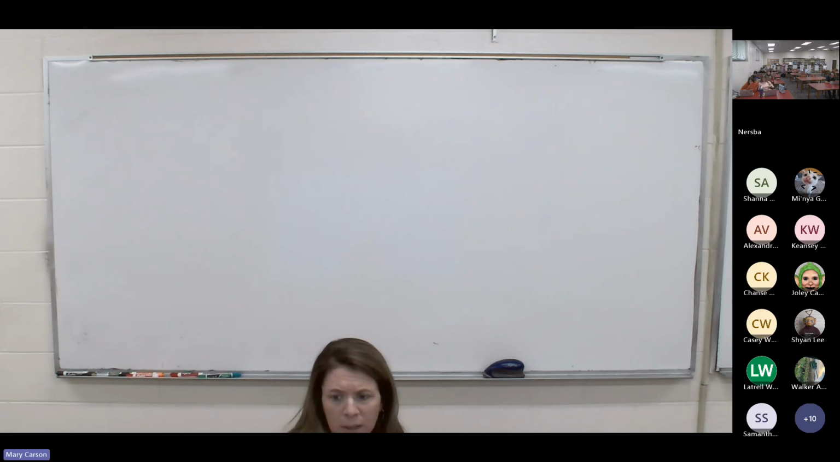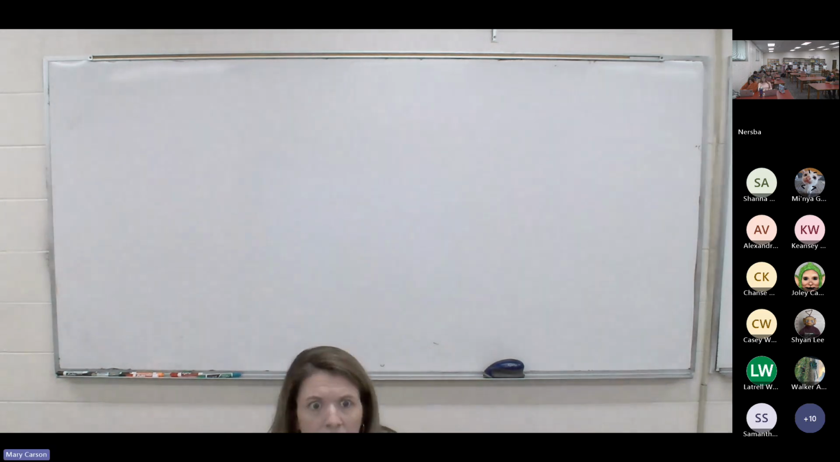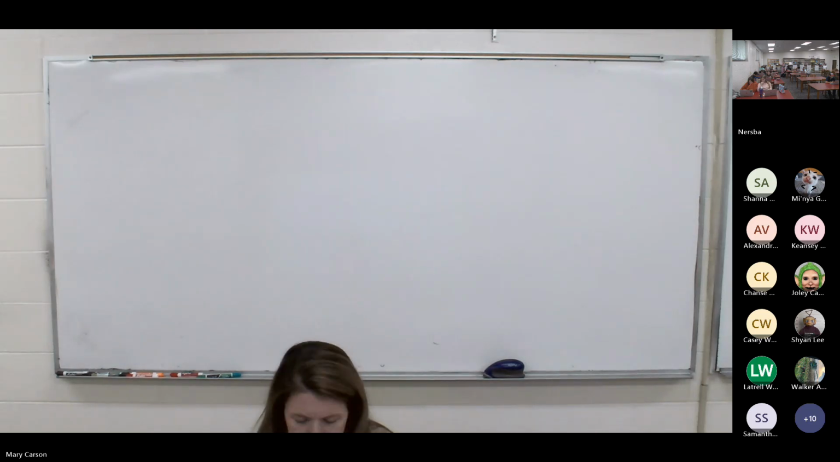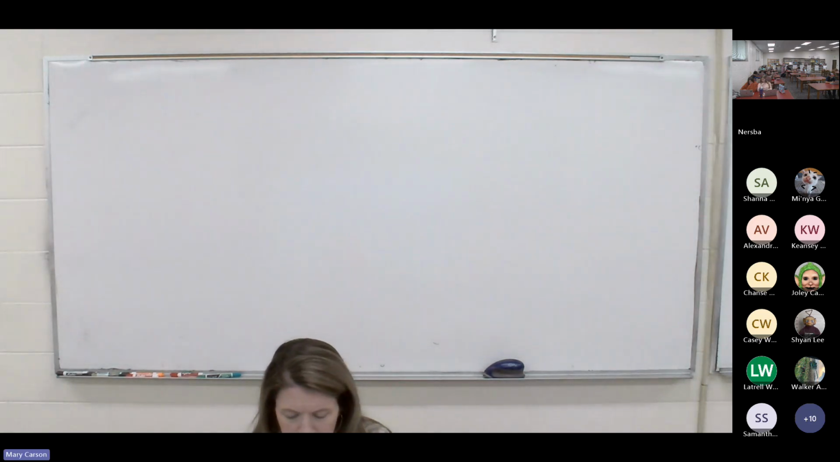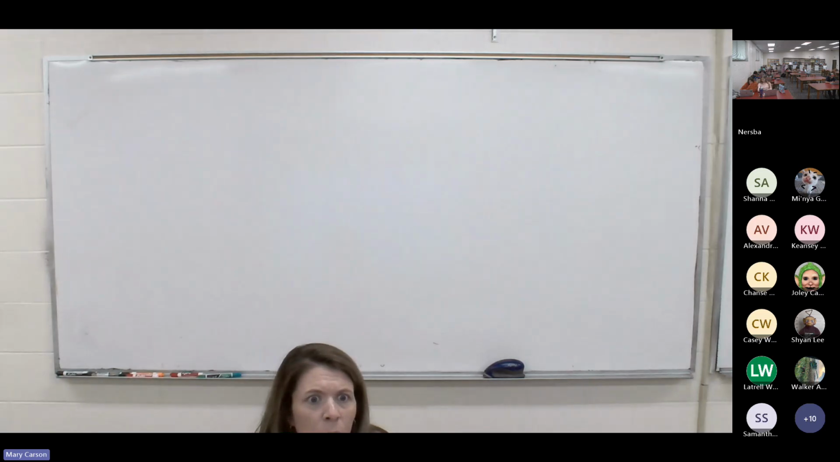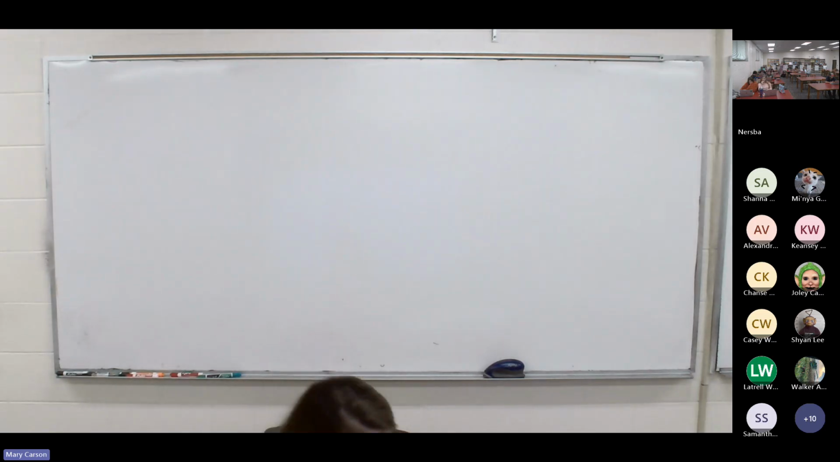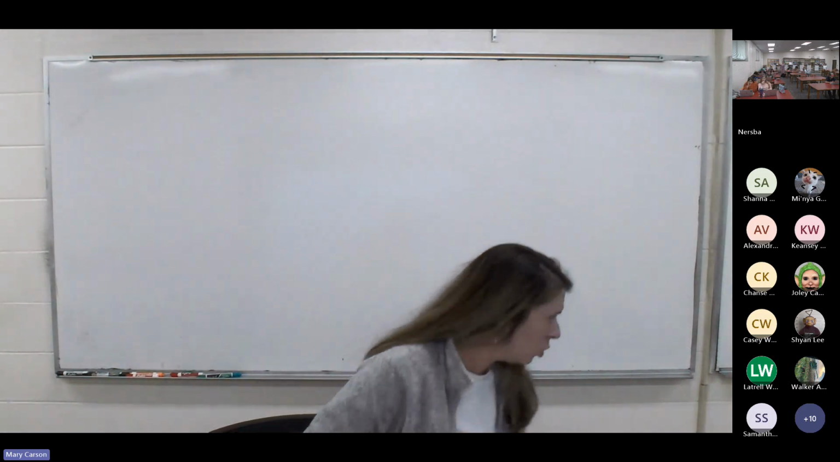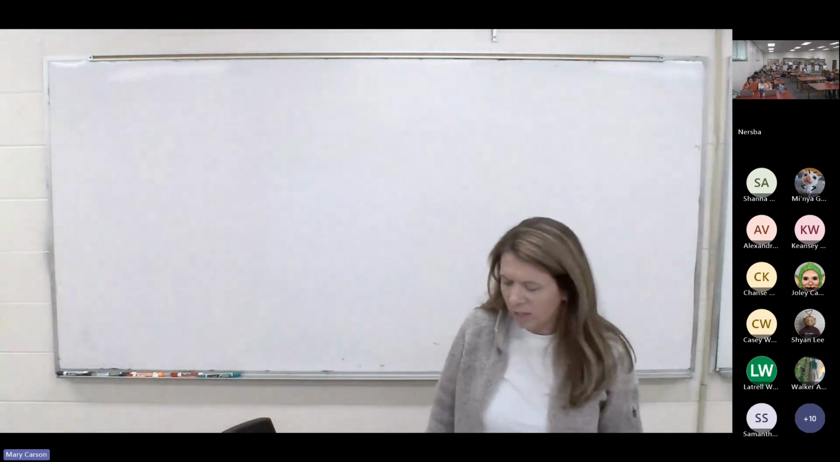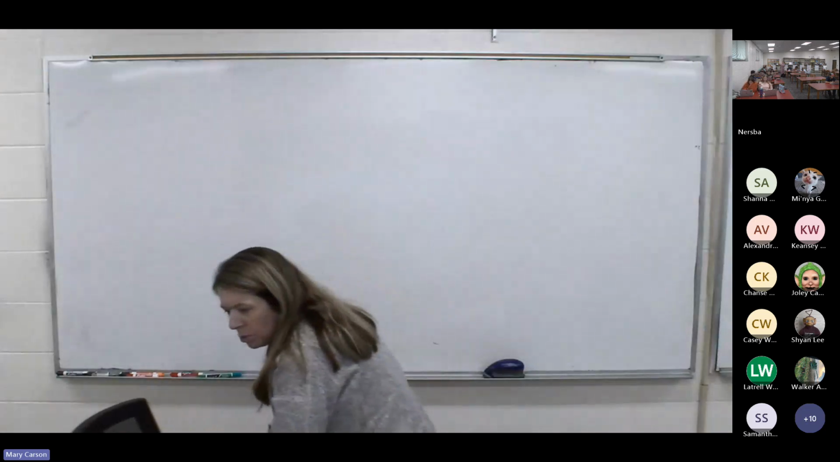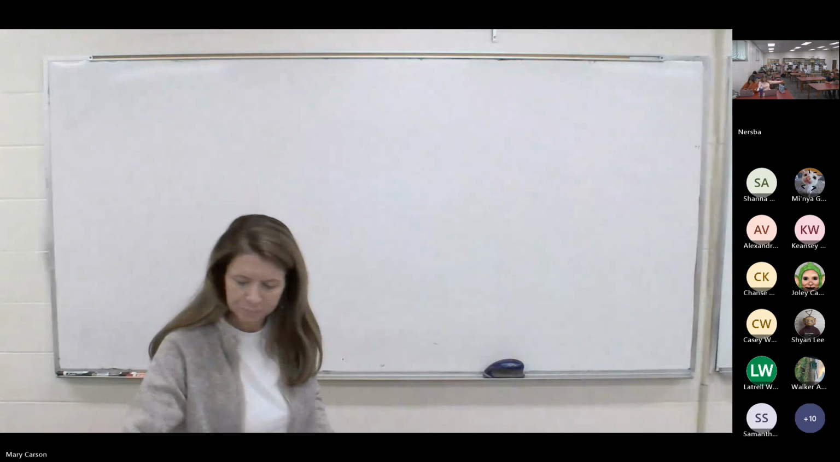Okay, I'm on Spotlight. All right, 2.4 is going over direct variation, inverse variation, joint variation. I feel like you guys have seen this before, but for some reason people do struggle on it a little bit.